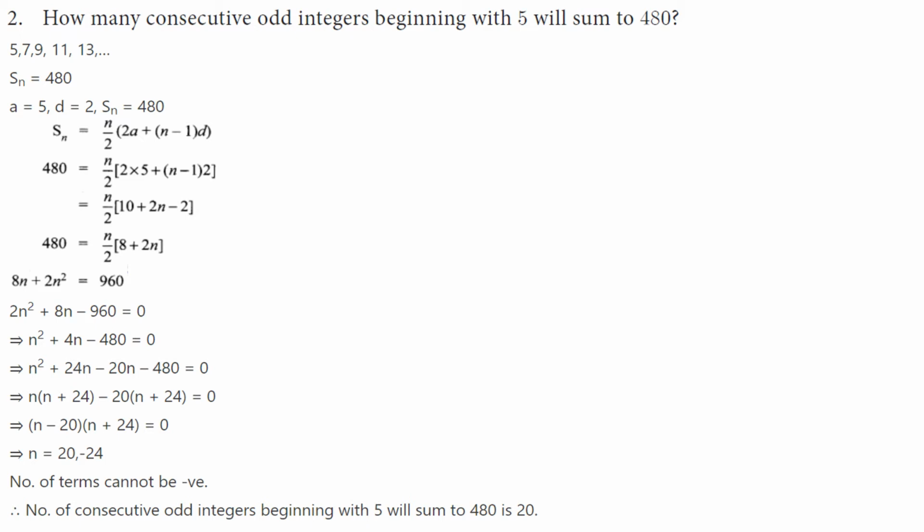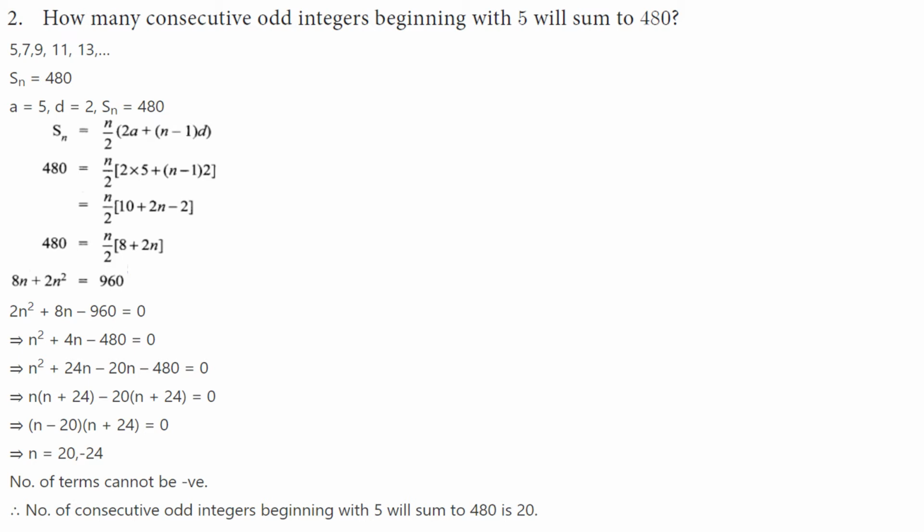So for that, first use this formula. Sn equal to N by 2 into 2A plus N minus 1 into D. Substitute Sn equal to 480. N by 2 into 2 into 5 plus, we don't know N, so N minus 1 into 2. Next, N by 2, 2 into 5, 10. So multiply N into 2, 2N, minus 1 into 2, minus 2. Therefore 2N minus 2, 10 minus 2 equal to 8, 8 plus 2N. Next, 480 equal to N by 2 into 8 plus 2N.